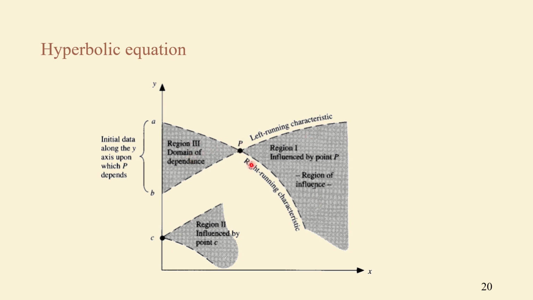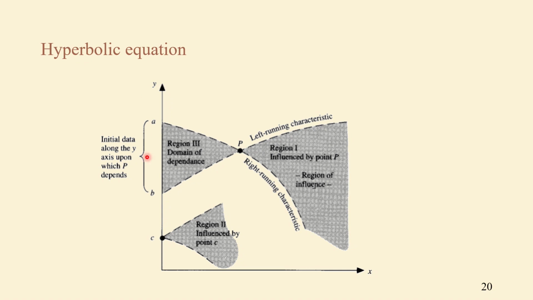So this is the marching problem. For example, if we know the values from this particular point, we will get this, and from this value, we will get the values at this. So this is the initial data along y upon which P depends.